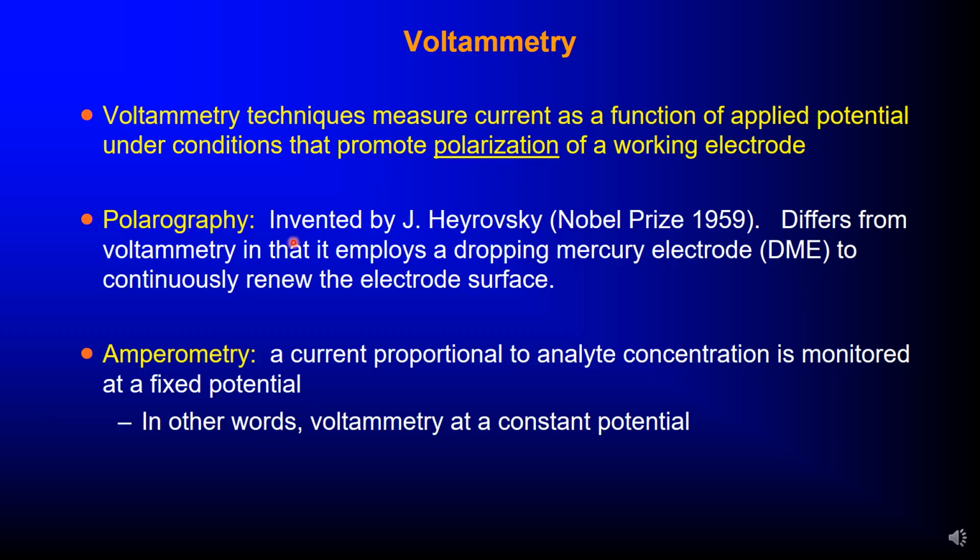Some of the examples: we have polarography. It is a type of voltammetry. It employs a dropping mercury electrode, which we abbreviate as DME, to continuously renew the electrode surface. In polarography, the current flowing through the cell is measured as a function of the potential of the working electrode.